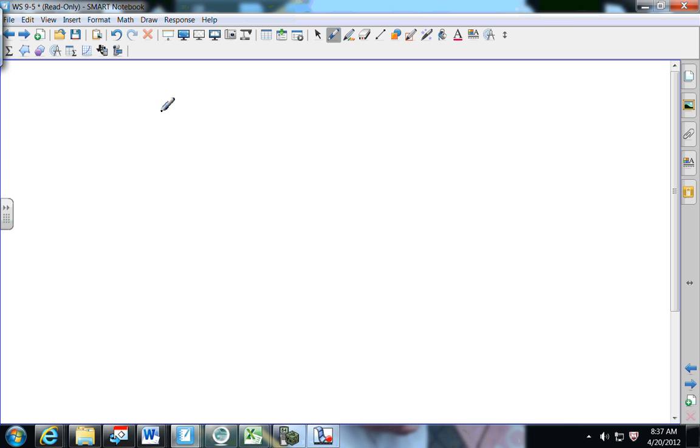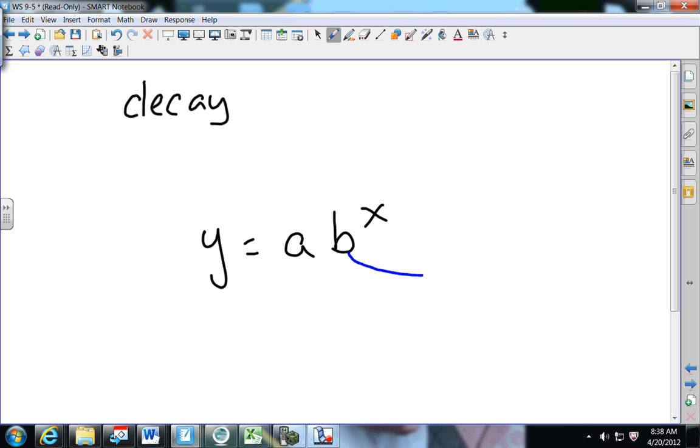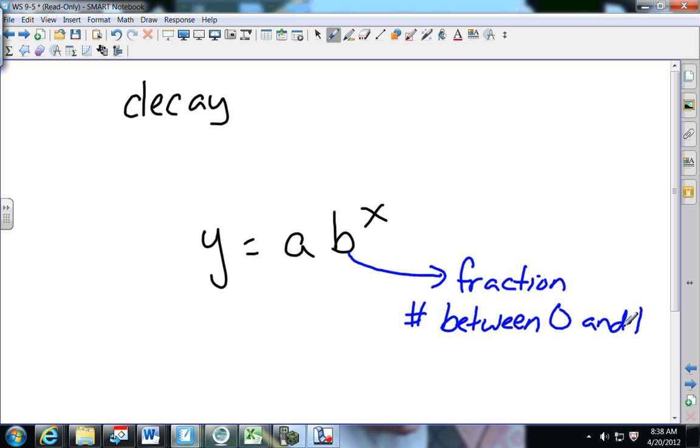Now, if I was talking about decay, y equals a b to the x, what type of numbers would this be? They'd be a fraction, but more specifically, it's a number between 0 and 1. Okay? Because it has to be less than 1. It's got to make this go down.